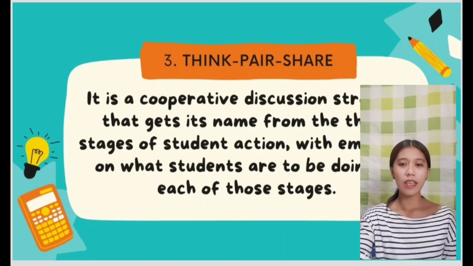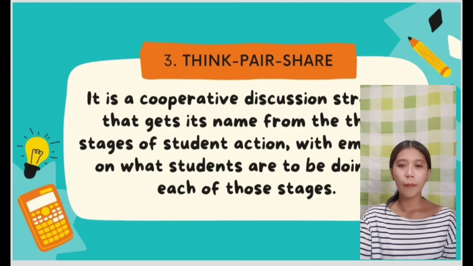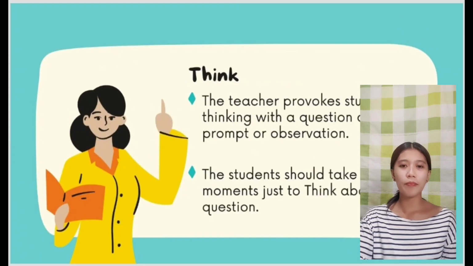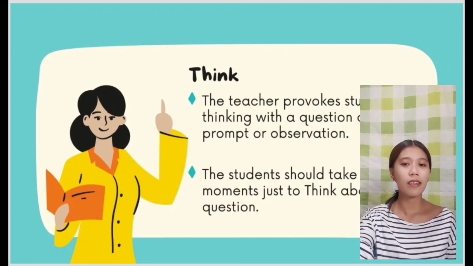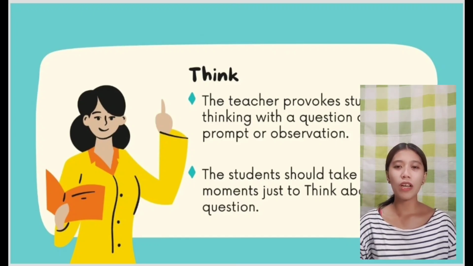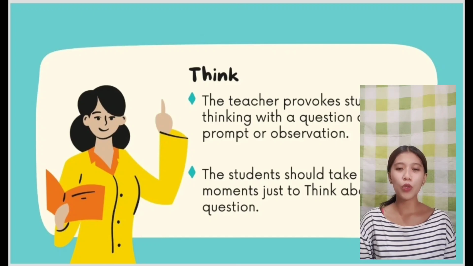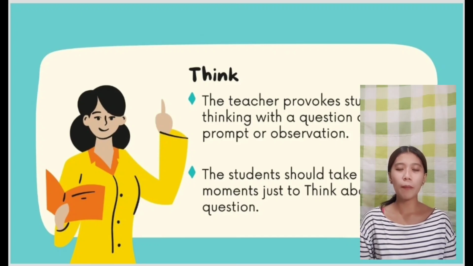The third strategy is think, pair, and share. This is a cooperative discussion strategy with 3 stages of action that the students are doing. So the teacher provokes students' thinking with a question or an observation. The teacher will provide a worded problem involving an area. The situational example of think is when the teacher will allow students to individually solve the problem first.